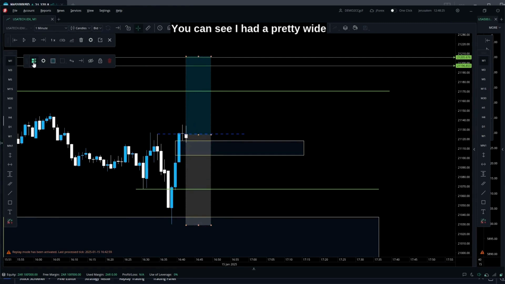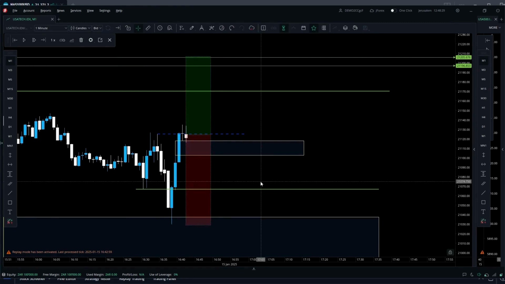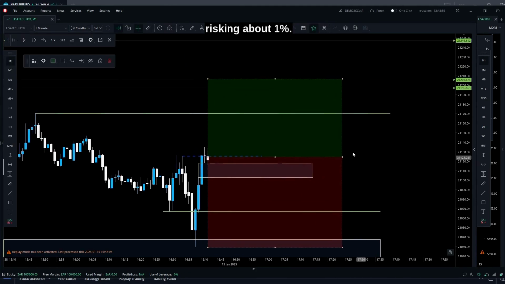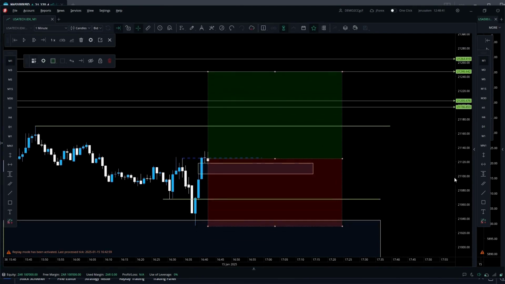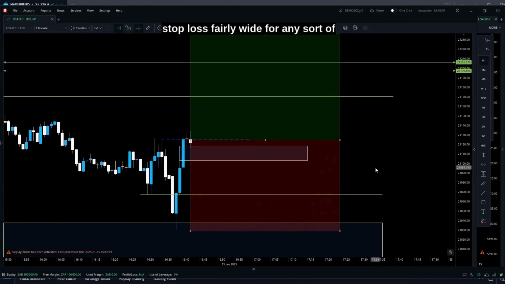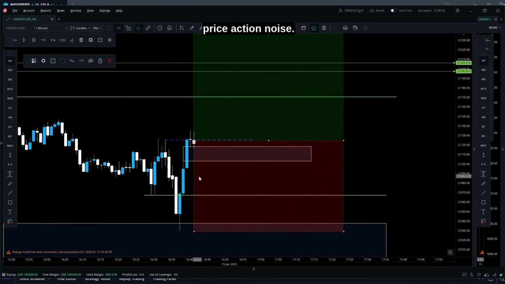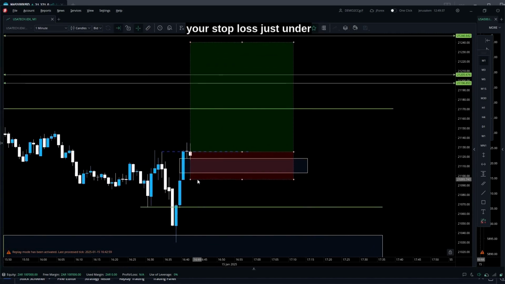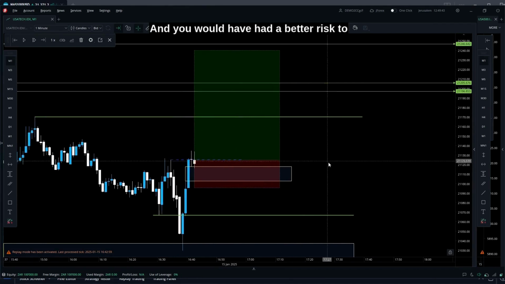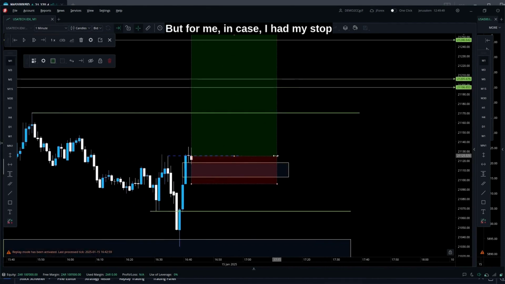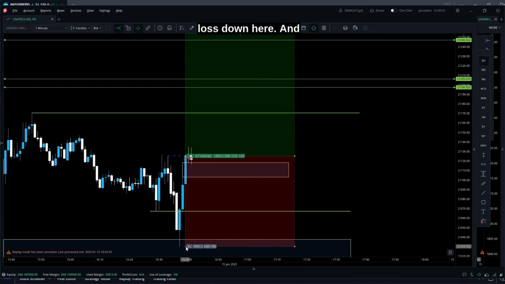You can see I had a pretty wide stop loss, and that was okay with me. I was only risking about 1%. I was following my rules, so I was pretty happy with risking that amount and keeping my stop loss fairly wide for any sort of price action noise. But the best way to enter with this is to have your stop loss just under that fair value gap or the candle that made that gap, and you would have had a better risk to reward ratio. But for me, in my case, I had my stop loss down here.